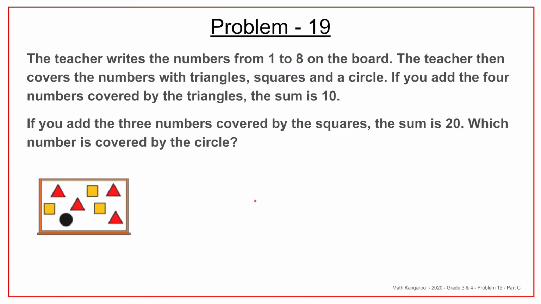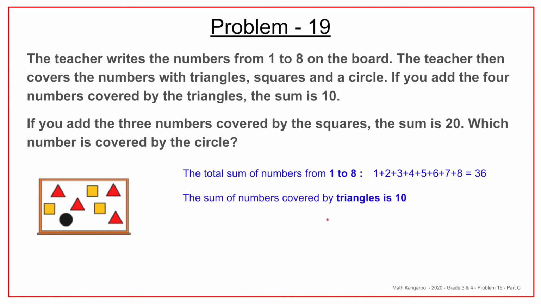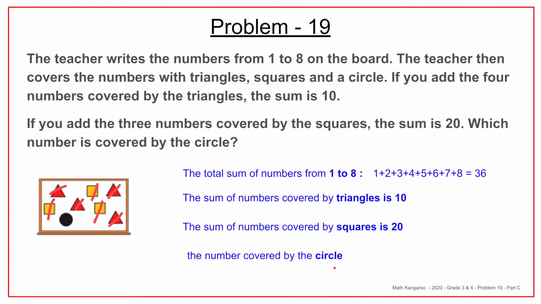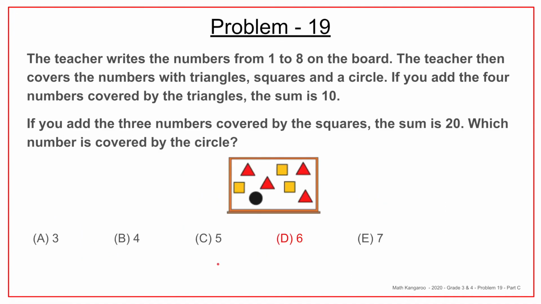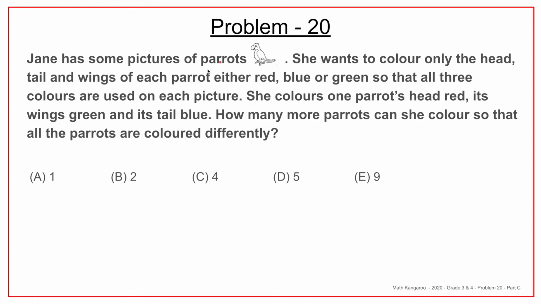So let's go. The sum from 1 to 8 would be 36. And the sum of the numbers of the triangles we know is 10. So we have triangles done. The sum of squares we know is 20. So 10 plus 20, 30. So 36 minus 30 gives us 6. And 6 is our answer. That is option D.